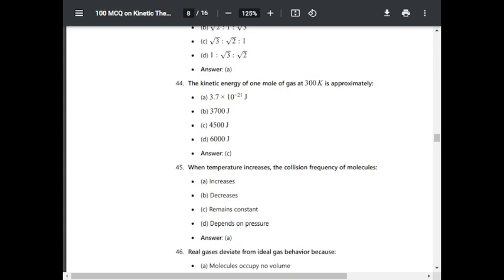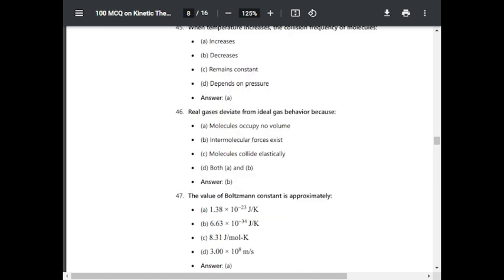Question number 45. When temperature increases, the collision frequency of molecules: option A, increases; option B, decreases; option C, remains constant; option D, depends on pressure. The correct answer is A, increases. When temperature increases, the collision frequency of molecules increases. Option A is correct.